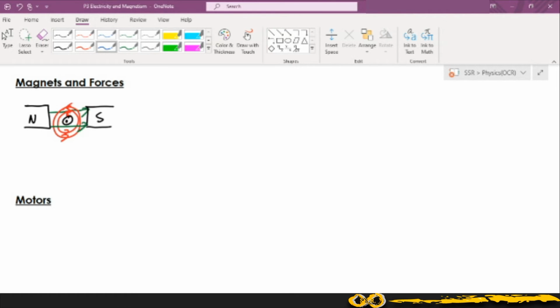What you'll find is at the bottom, both fields are pointing in the same direction, and so the overall field is much stronger. And at the top, where they point in opposite directions, the field becomes weaker. What you'll find then is that the wire will experience a force that pushes it out of the strong area and towards the weak area. So there will be a force in this direction.